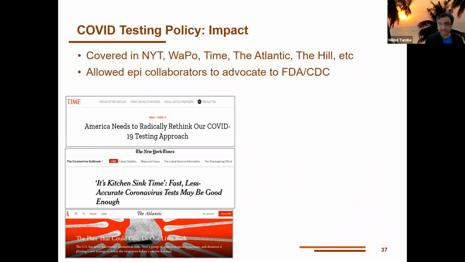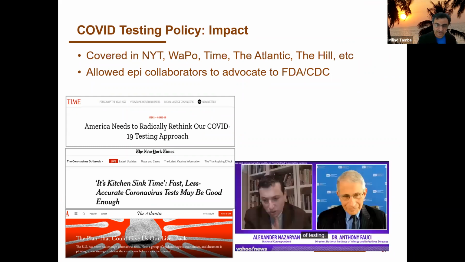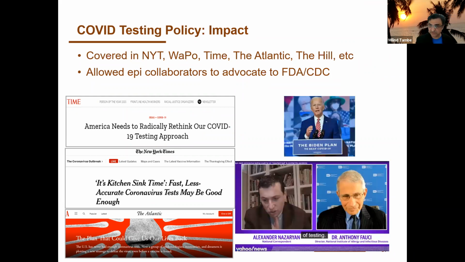This work has been covered extensively in the news media, New York Times and Washington Post and others. We were beyond thrilled to see Dr. Anthony Fauci discussing this particular paper. And Michael, of course, has been just tirelessly advocating for these antigen strip tests. And he's consulting with the Biden task force on COVID. And so today, as you know, very recently, these tests have become available over the counter. And we are thrilled for the work that we were able to contribute to allow Michael to have this kind of advocacy with FDA and CDC.